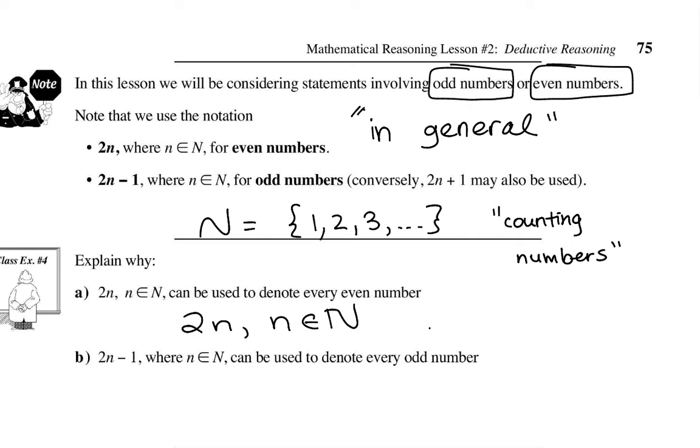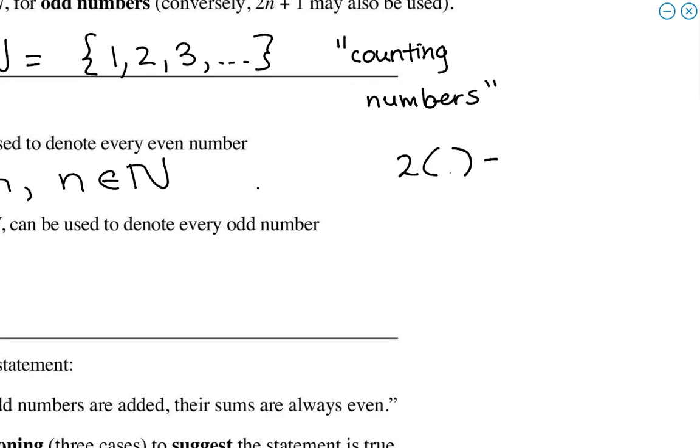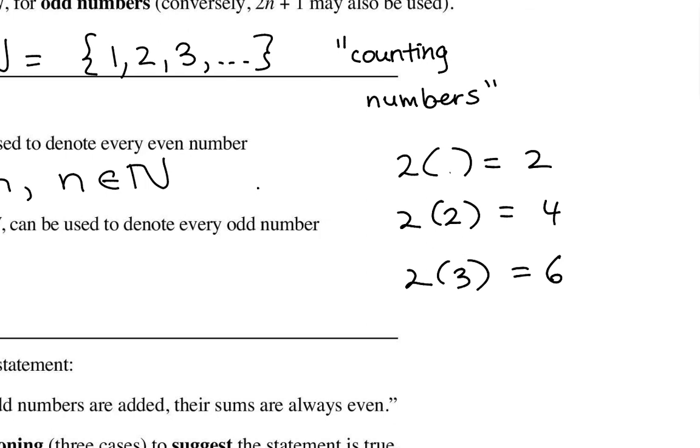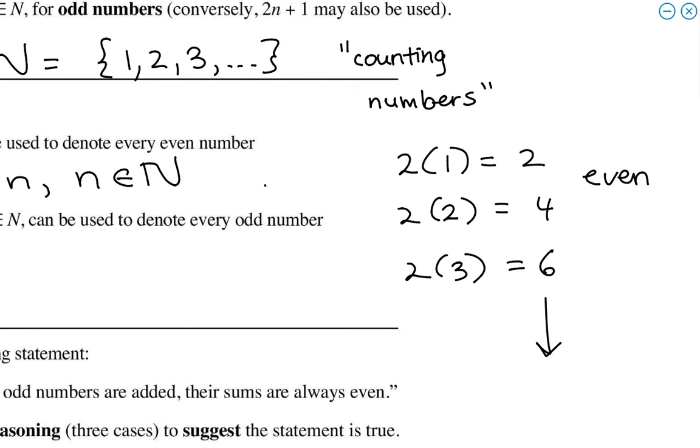Now, if you took any natural number and then times it by 2, what would you get? Let's try some inductive reasoning. 2 times 1, what do you get? 2. 2 times 2, what do you get? 2 times 3, what do you get? What is this list that I'm generating? The evens. This is the list of the even numbers. Why didn't the 1 show up? There it is. So, how could I get the odds?